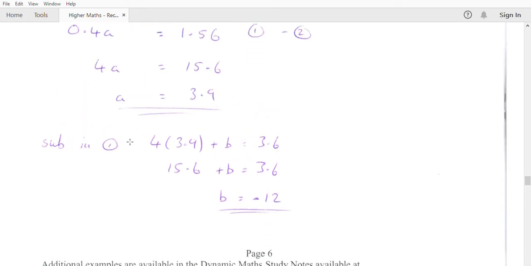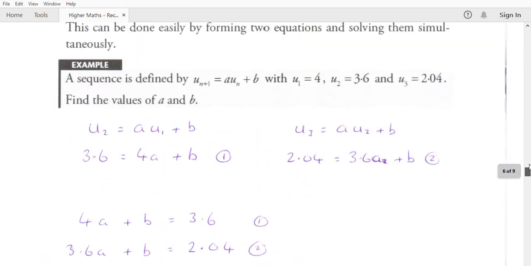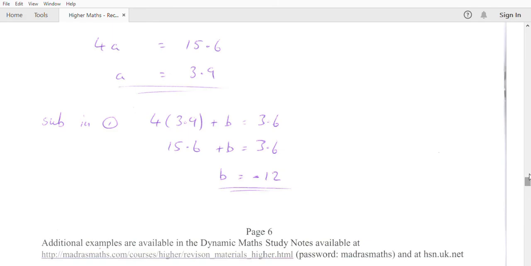And then we've not calculated b yet. Substitute into equation 1: 4 multiplied by 3.9. Well, we've just divided 15.6 by 4 to get 3.9, so 4 multiplied by 3.9 is going to be 15.6, plus b equals 3.6, so that will give a b term of negative 12. So our recurrence relation, if we were asked for it, which we're not because we're only asked for the values of a and b, would be u(n+1) equals 3.9 u(n) minus 12.